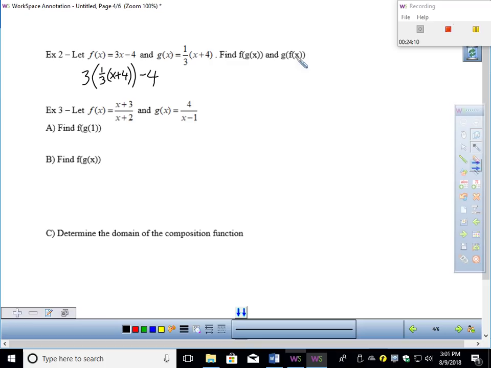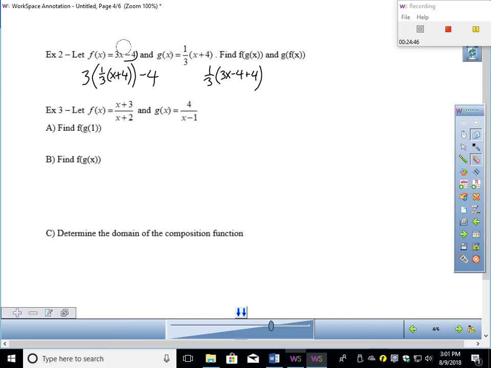So what would g composed of f of x look like? Well, f of x is just this thing right here. I circle it. It replaces the x's of that g function. And instead of 1/3 parentheses x, it's 1/3 parentheses 3x minus 4. And then, of course, the plus 4. All right. Take a moment, if you would. There's something you'll see when you do this, and it actually validates the relationship of these two functions, which you will see in the very near future.